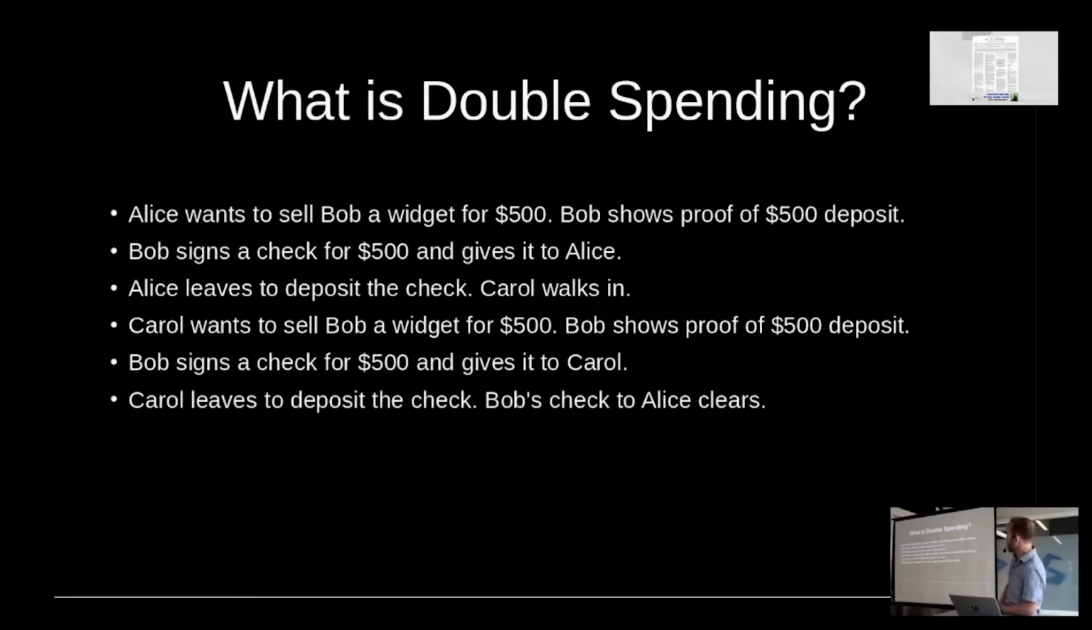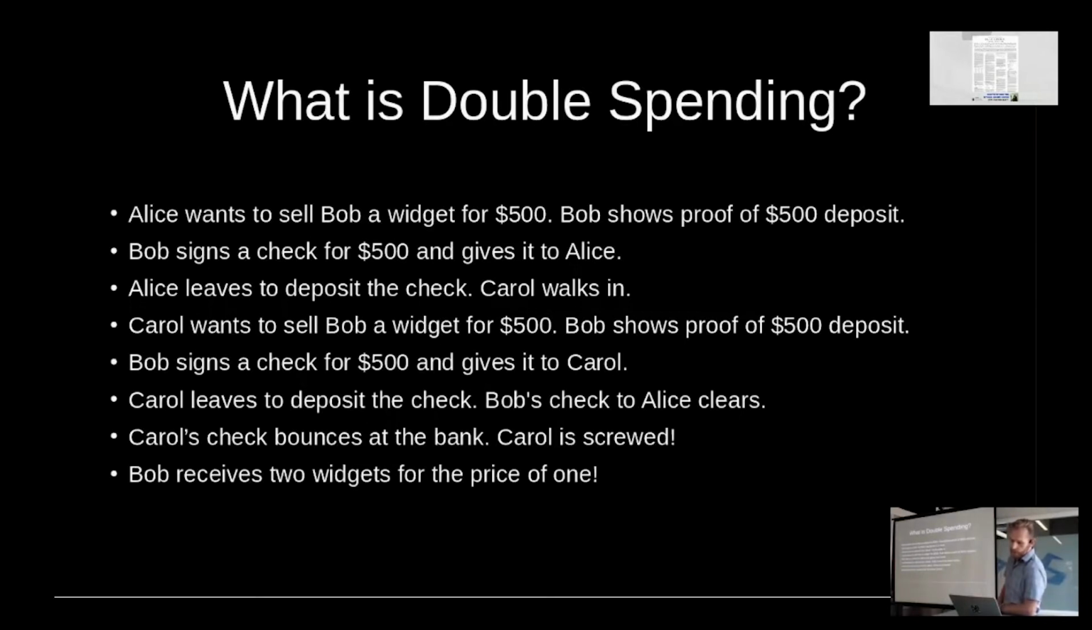Alice has made it to the bank by now, and Bob's check to Alice clears. So now Alice has the money. Carol's check bounces at the bank, and Carol is screwed because the money is no longer there. So this is one example of a double spending problem. You can have a check to a deposit, and you can give it out multiple times, and then it becomes a race to who gets the money first. Bob receives 2 widgets for the price of 1. Sneaky Bob.